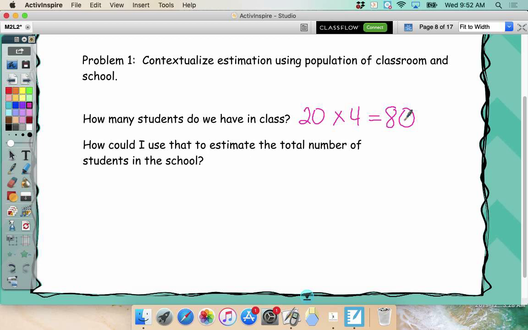Are you writing this down? Yes. Okay? So I can use that to figure out the whole school, couldn't I? Yes. How many grades do we have in the school? 6. So I'm going to do 80 times 6. What's the answer? 48. 480, because I broke this apart into 8 times 10, didn't I? Okay, so I did 6 times 8, 48, add a 0 to the end, all right? So that's the whole school.